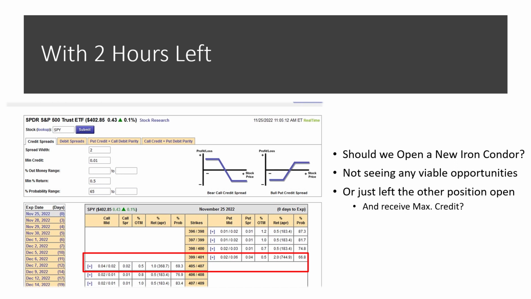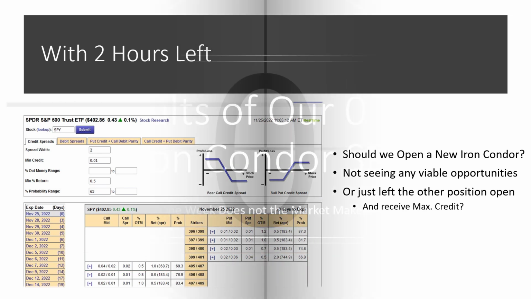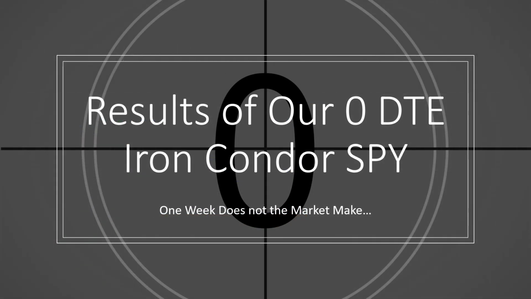Just didn't seem viable to try to fight for those pennies entering a new position after the first Iron Condor was closed. So we just let it go. Maybe we should have just held it open to receive the full net credit on our initial trade.